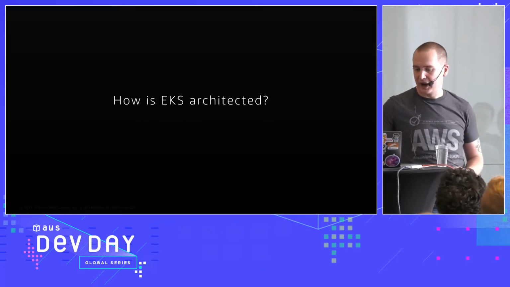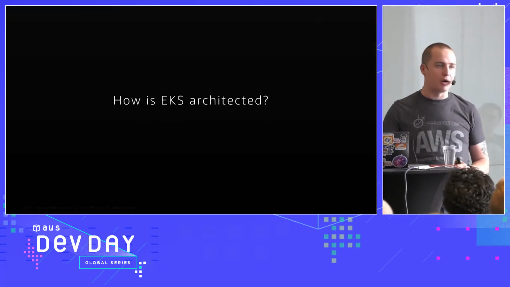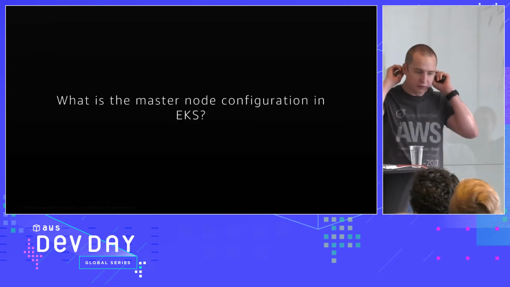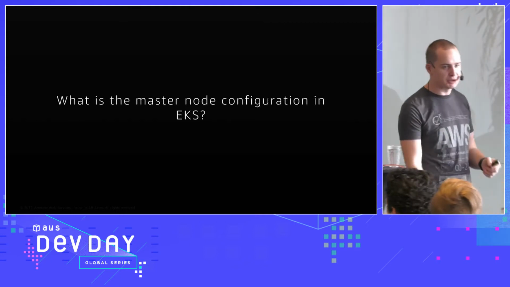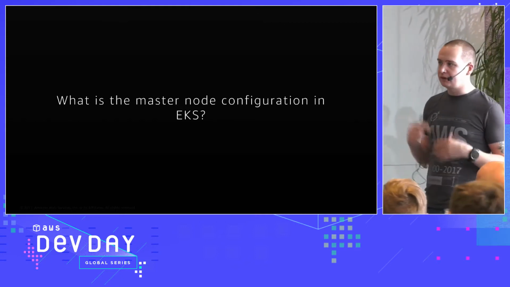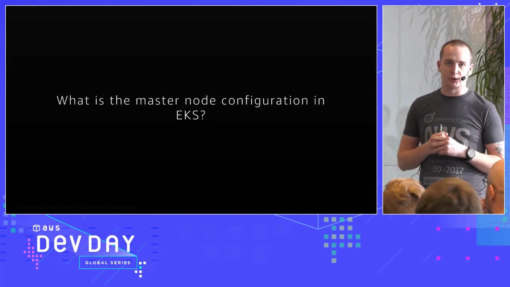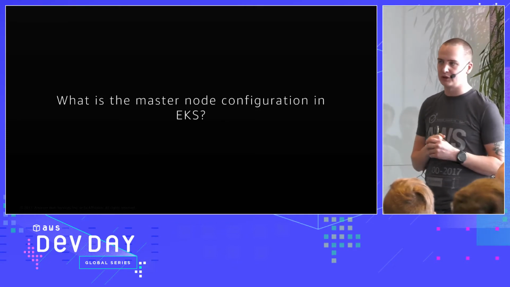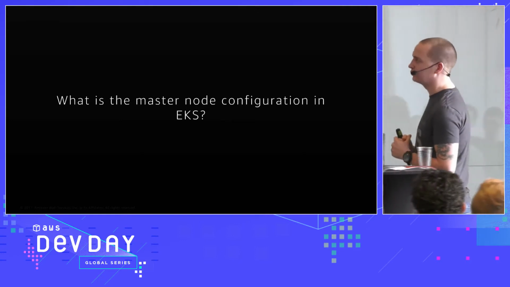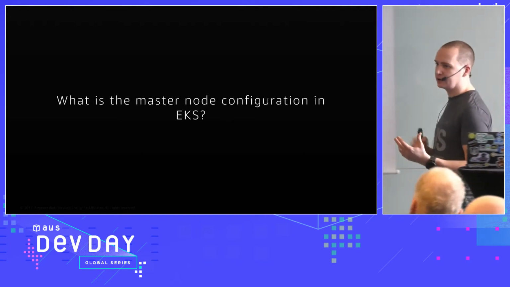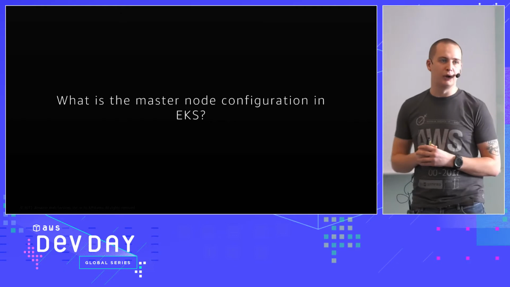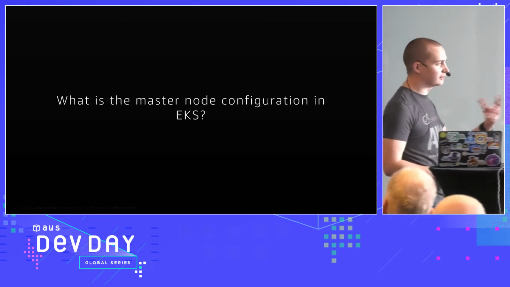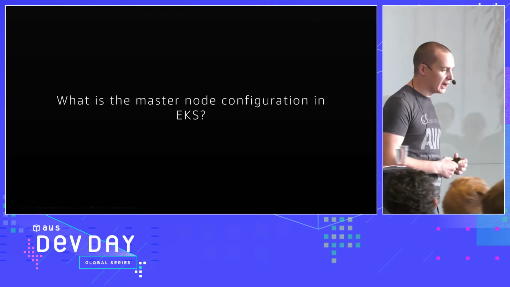So let's talk a bit about how EKS is actually architected behind the scenes, what it's doing. The first thing we're going to talk about is the master nodes. What is the master node configuration? So these master nodes are not going to be deployed into your AWS VPC, etc. They're not going to be EC2 resources that you see in your AWS EC2 console. This is more of a managed service similar to RDS or something, whereby you deploy your cluster and behind the scenes it spins up the instances for you.